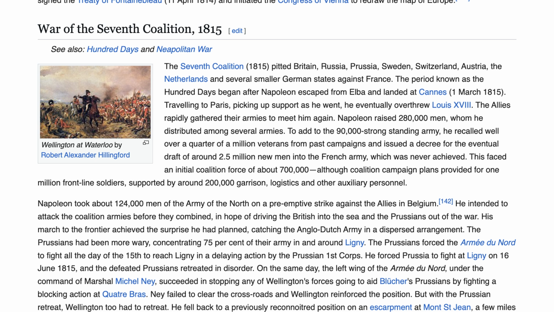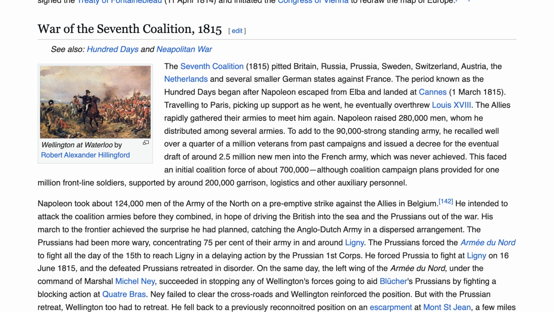His march to the frontier achieved the surprise he had planned, catching the Anglo-Dutch army in a dispersed arrangement. The Prussians had been more wary, concentrating 75% of their army in and around Ligny. The Prussians forced the Armée du Nord to fight all the day of the 15th to reach Ligny in a delaying action by the Prussian First Corps. He forced Prussia to fight at Ligny on the 16th of June 1815, and the defeated Prussians retreated in disorder.